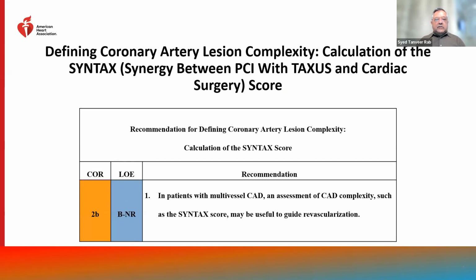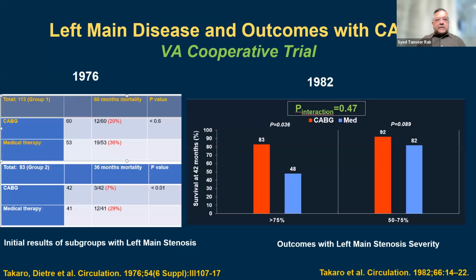And then the other thing that we talked about is defining lesion complexity, calculation of the SYNTAX score, which, as you know, is a synergy between PCI with TAXUS and cardiac surgery score. And it's not a class 1 recommendation. It's nice to have a SYNTAX score. So when you look at an angiogram, it'll be helpful to do the SYNTAX score to assess lesion complexity. Because as you know, the scoring of the SYNTAX is low, intermediate, and high. And low to intermediate scores can do equally well with surgery or PCI. But high scores lean more towards surgery.